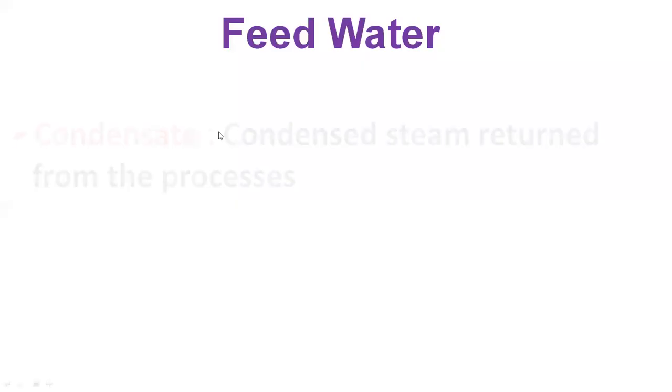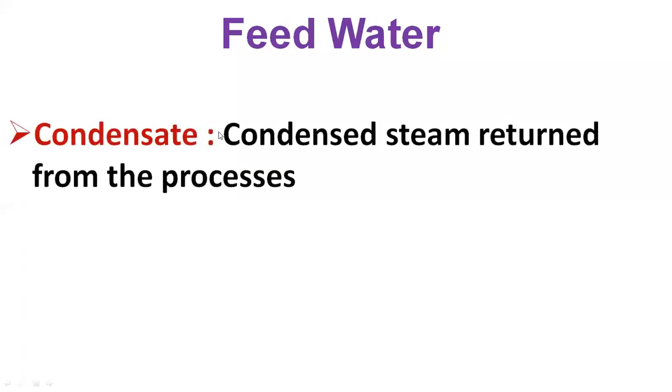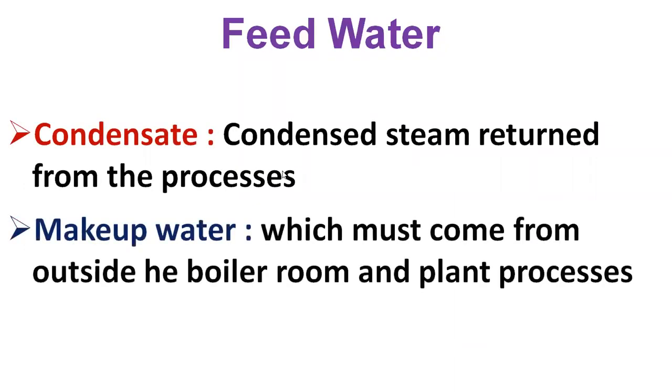The water supplied to the boiler that is converted into steam is called feed water. The two sources of feed water are condensate, or condensed steam returned from the processes, and makeup water, which is treated raw water that must come from outside the boiler room and plant processes. For higher boiler efficiencies, the feed water is preheated by an economizer using the waste heat in the flue gas.